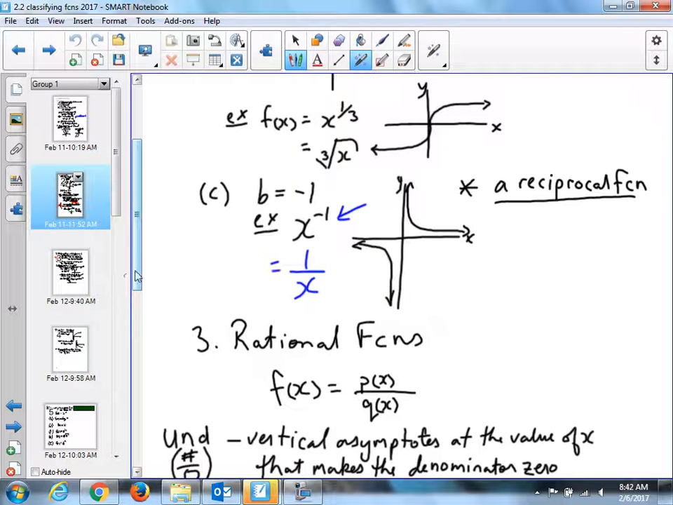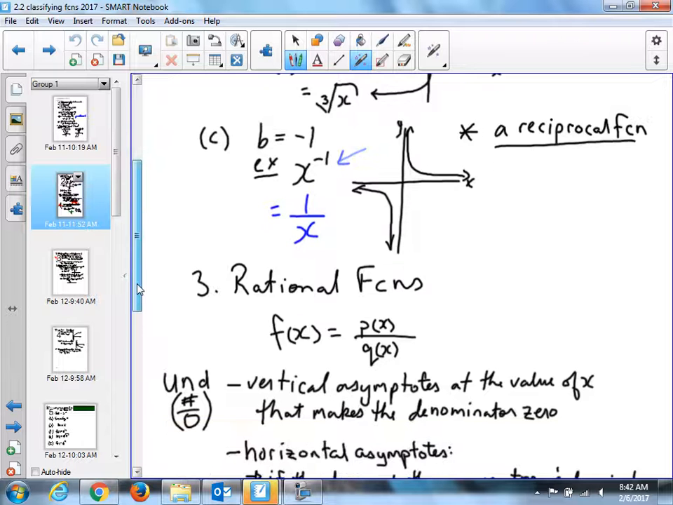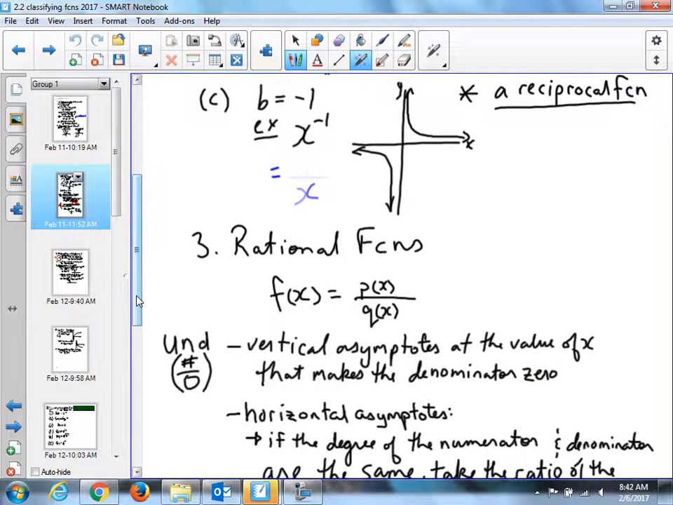X to the -1, 1/x. Oh, Sarah, I'm looking at you and there's your notes on the sideboard or wherever. I forgot. So this is what we're going over.